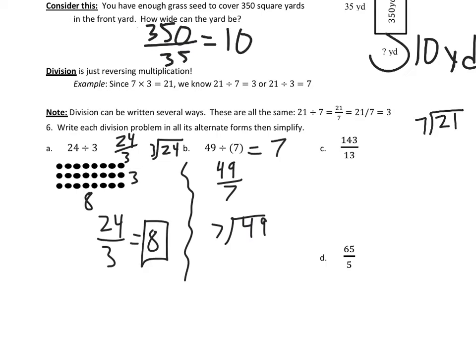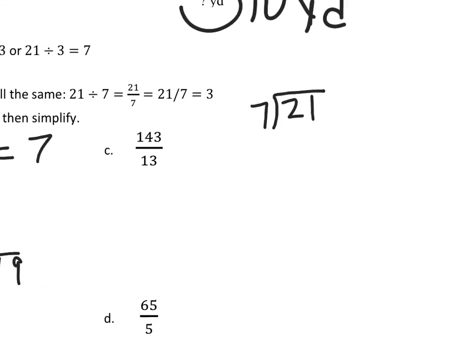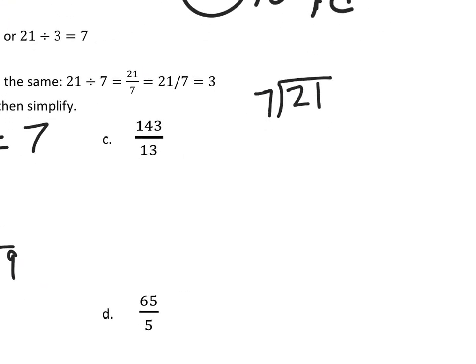Okay. Now, how about 143 divided by 13? Oh boy, that's getting a little more challenging there, huh? Okay. Well, let me show you how our distribution can work here. Imagine that we had 143 things that we wanted to break into groups of 13.